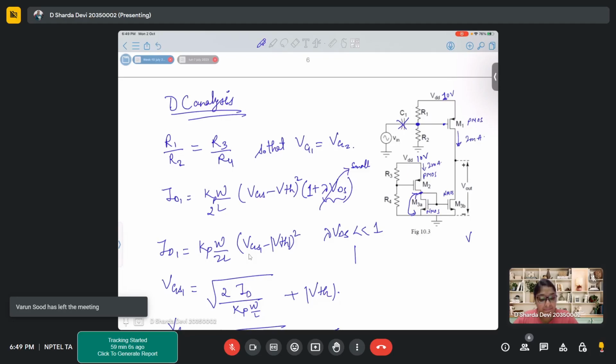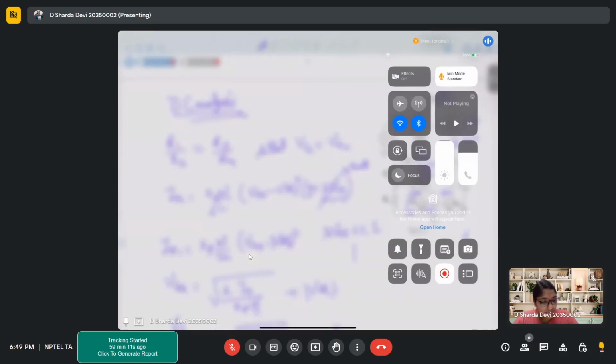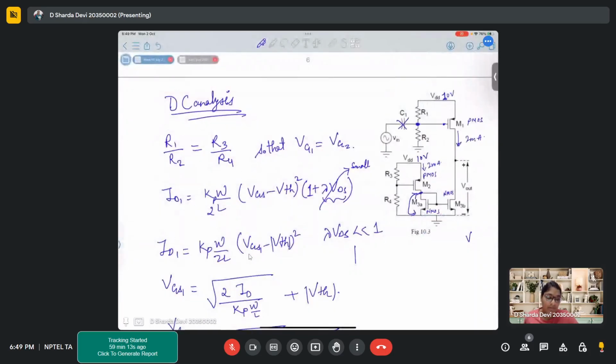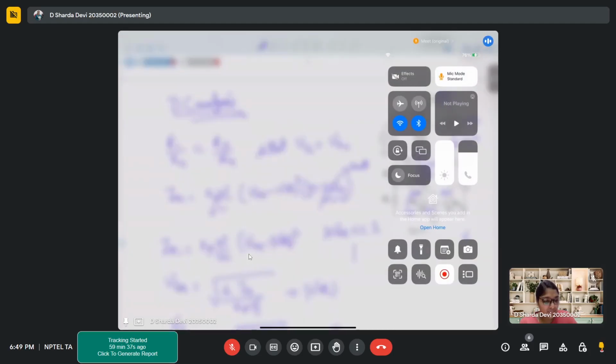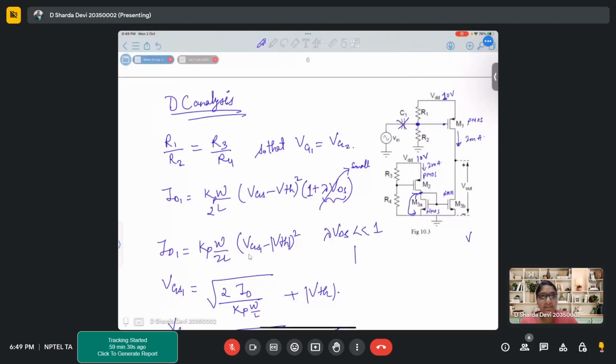Ma'am, what if M1 is in linear region, ma'am? No, it will not be in linear region. For amplifier operation, all the transistors in the circuit are always made sure to be in saturation region. Even while designing an amplifier, you make sure that all the transistors that you are using are in saturation region. Okay, ma'am. Yeah. So that is the idea with which we start solving.